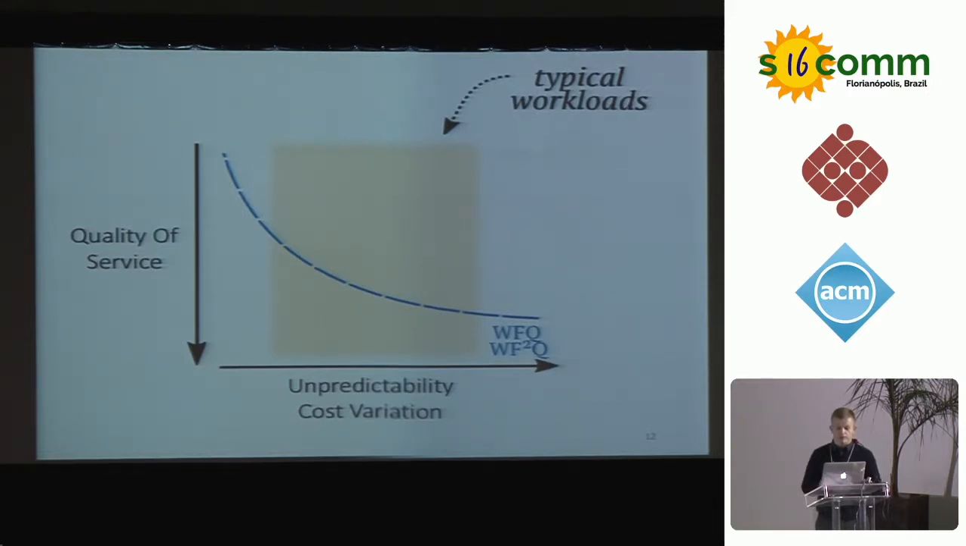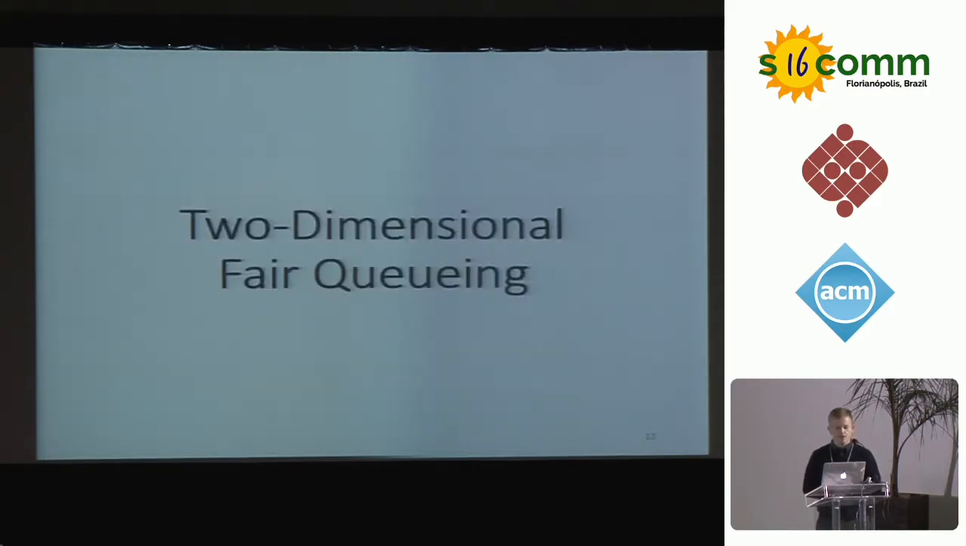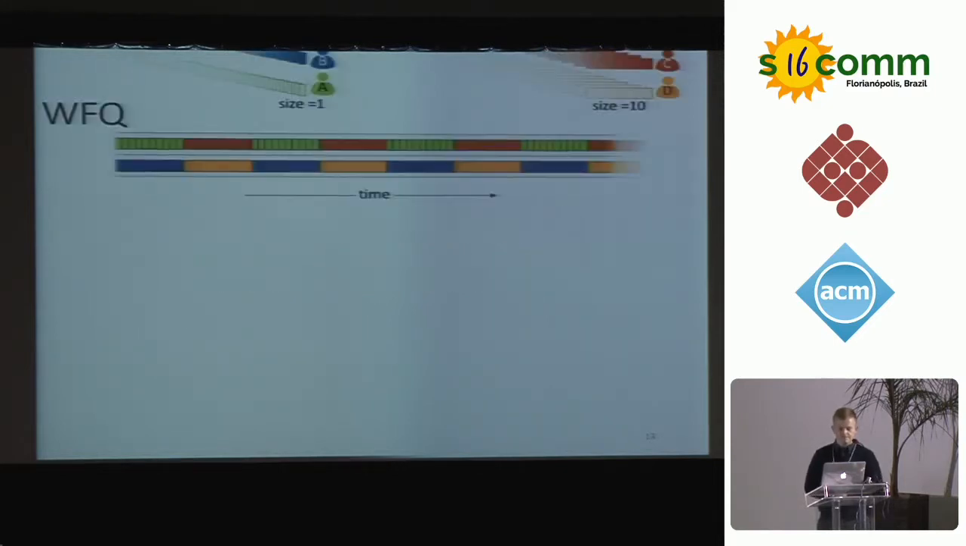Our solution to these challenges, 2DFQ, does not improve upon worst case bounds, but in the average case, 2DFQ avoids bursty schedules and gracefully degrades under workloads that are less predictable. The actual 2DFQ algorithm is an extension of worst case fair weighted fair queuing, which itself is an extension of weighted fair queuing. So I'll present the algorithm assuming we know request costs and address cost estimation afterwards.